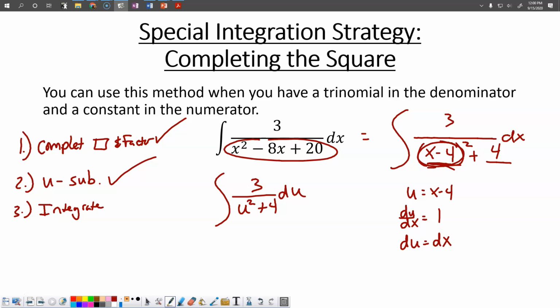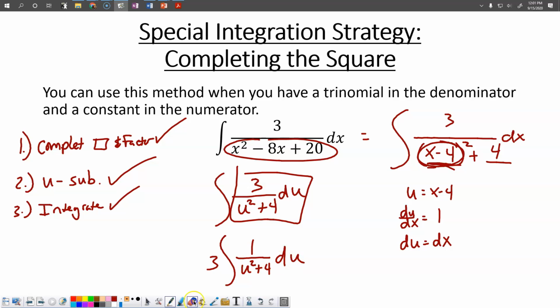Now, we're ready to integrate it. Now, what does that look like to you guys? What kind of integration does that look like that we've been working on for the past couple days? Well, that looks like an arctangent, doesn't it? So, the first thing I would do is I would take the 3 out because it doesn't need to be on the top when we do an arctangent rule. And then the next thing I would do is go ahead and do the arctangent.